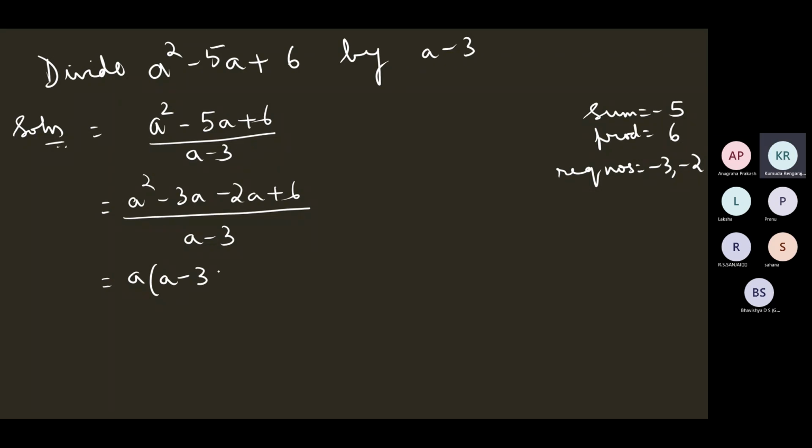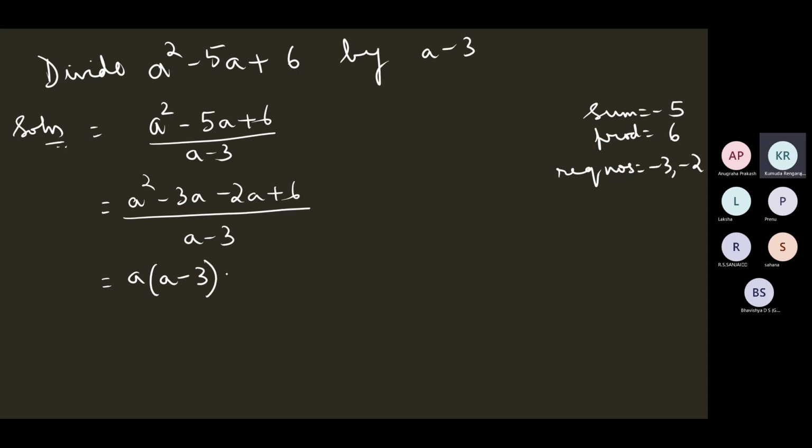A minus 3A. Three is common, no? I'm sorry, A is already common. A into A is A square. A into minus 3 is minus 3A. What's the sign?